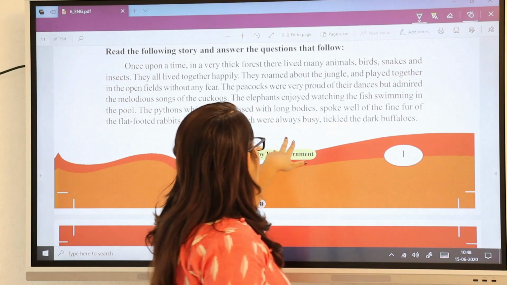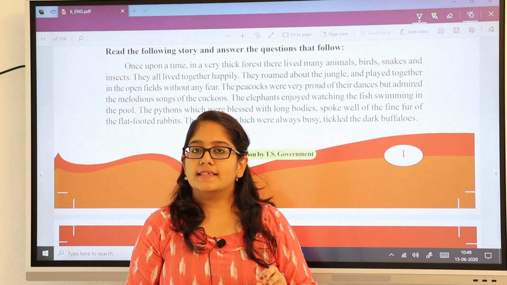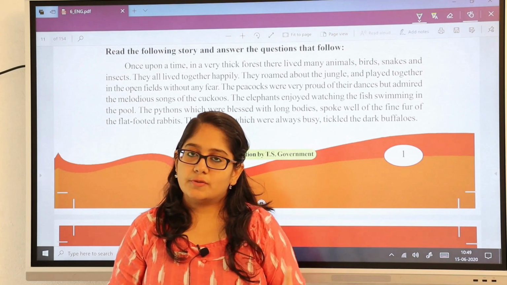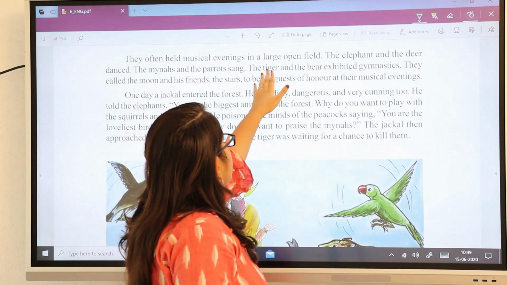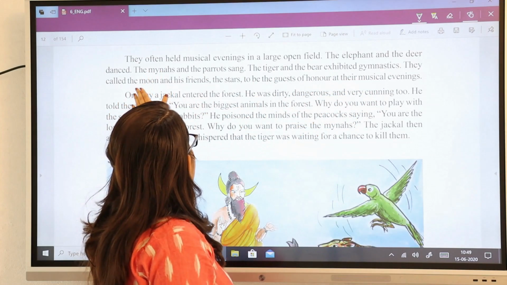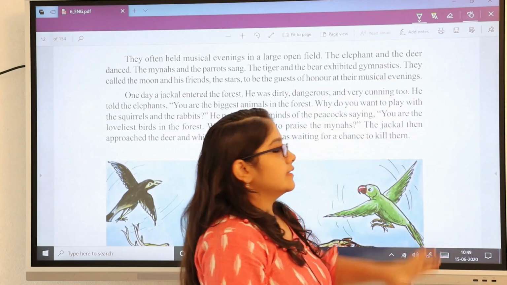Tiny ants, which were always busy, tickled the dark buffaloes. Now the tiny ants, what did they do? They also had this nature to appreciate, to spend their time with the buffaloes. They often held musical evenings in a large open field. The elephant and the deer danced. The miners and the parrots sang. The tiger and the bear exhibited gymnastics.